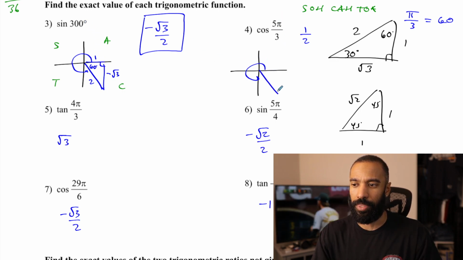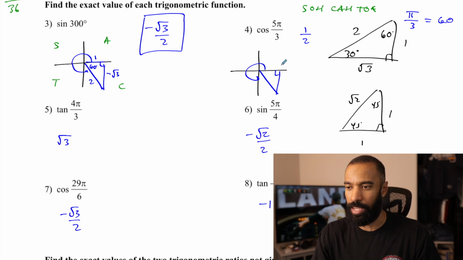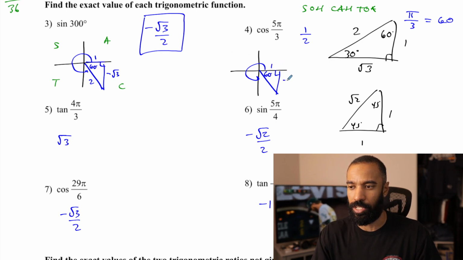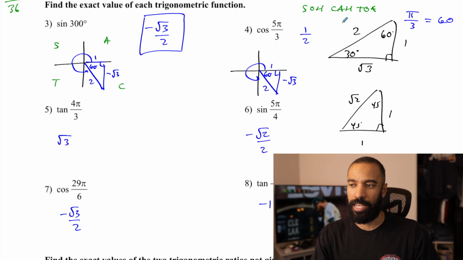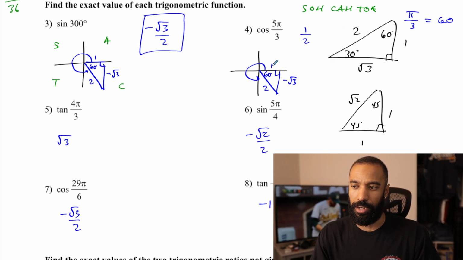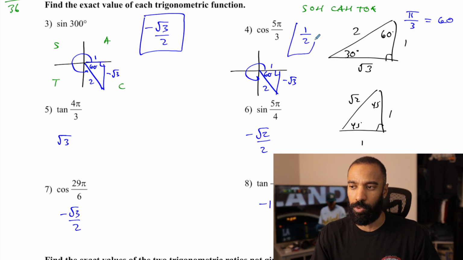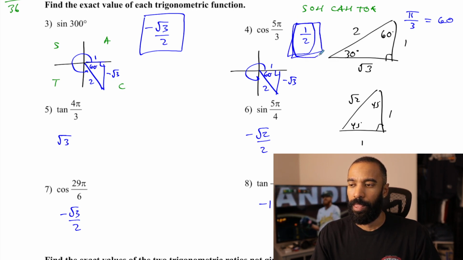So rotating around there, same exact triangle. There's actually no difference in that. That is the 1 to 2 to root 3 triangle, where the root 3 is negative. The cosine is adjacent over hypotenuse, 1 over 2, and that's where we're getting that 1/2.